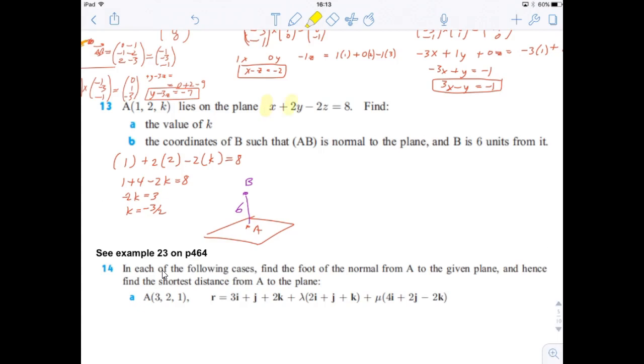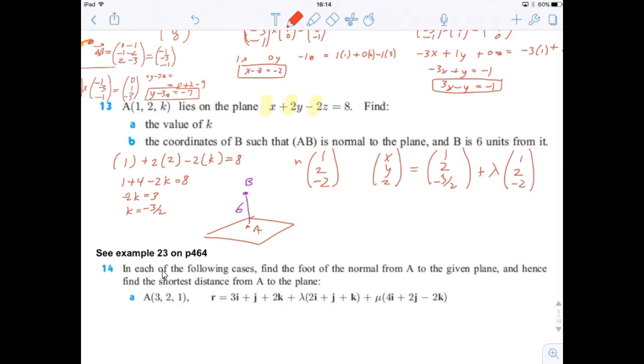Okay? So the key here is we already know the normal vector to the plane because the normal vector can be found by looking at the coefficients of the plane equation. So we know that the normal vector of the plane looks like (1, 2, negative 2). So we know that AB is parallel to that. So the points on line AB can be found by taking the coordinates of A, which are (1, 2, negative 3 halves), as the initial position, and then adding lambda times the normal vector.